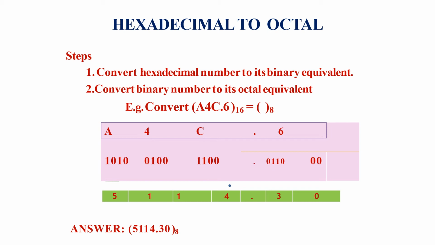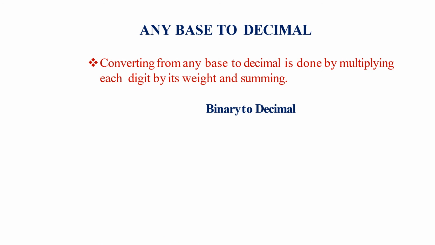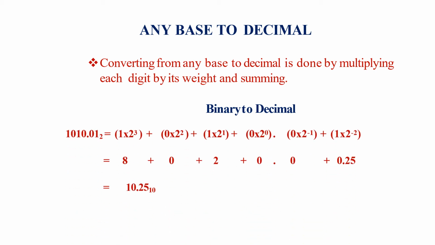So likewise, we can convert hexadecimal into other bases. Now we are going to consider any base to decimal. The base may be any number, and it can be converted into the equivalent decimal number by multiplying each digit by its weight and then finally summing those values. I'll repeat: converting from any base to decimal is done by multiplying each digit by its weight and finally summing all the values.